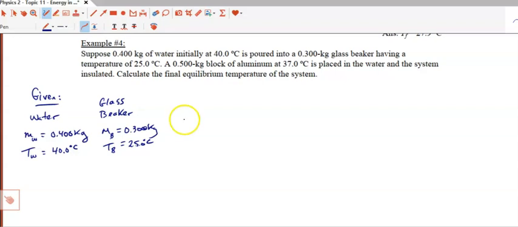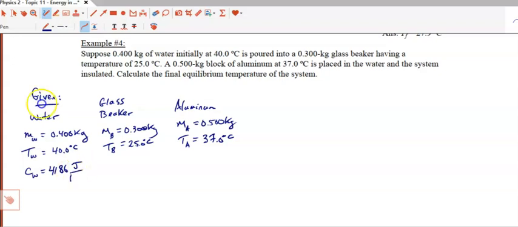Okay, the next piece of given is the aluminum. The mass of the aluminum is 0.5 kilograms. And the temperature of the aluminum is 37. Okay, so we need to look up the specific heat capacities of each of these substances. So we have water. If I recall, it's 4,186 joules per kilogram times degrees Celsius. We need to find the heat capacity of the glass beaker, so we'll call that B. And we need to find it for aluminum.